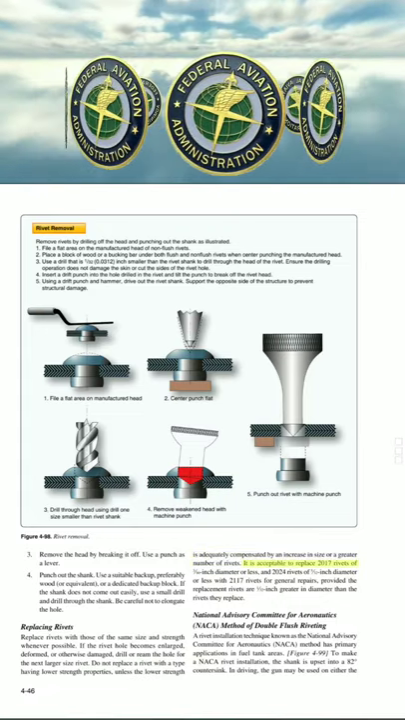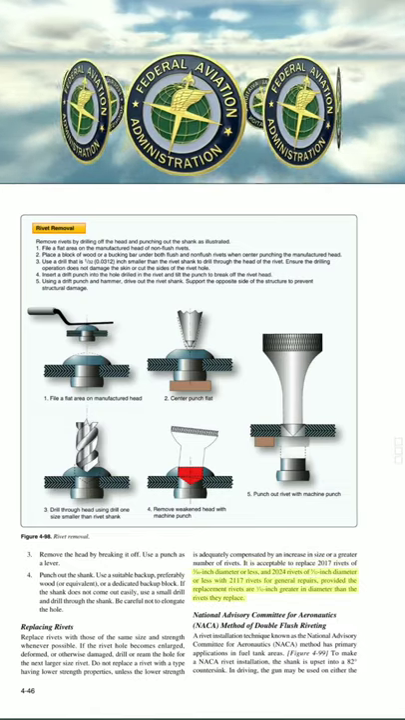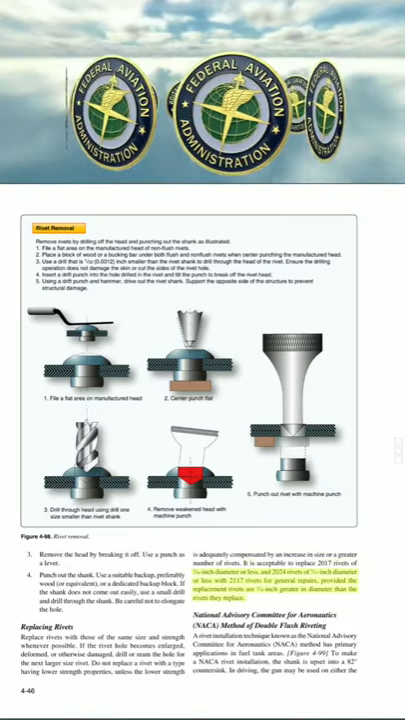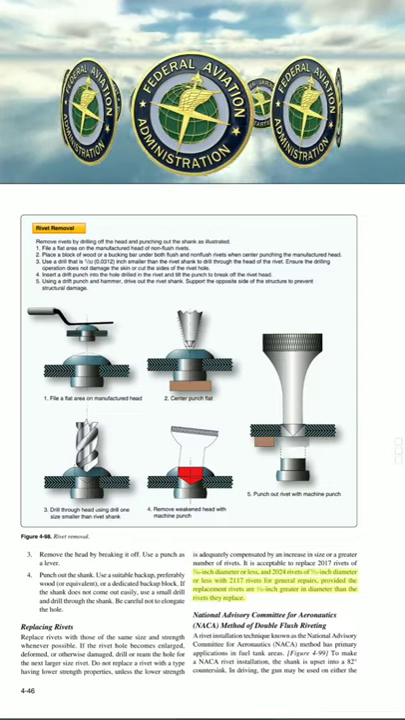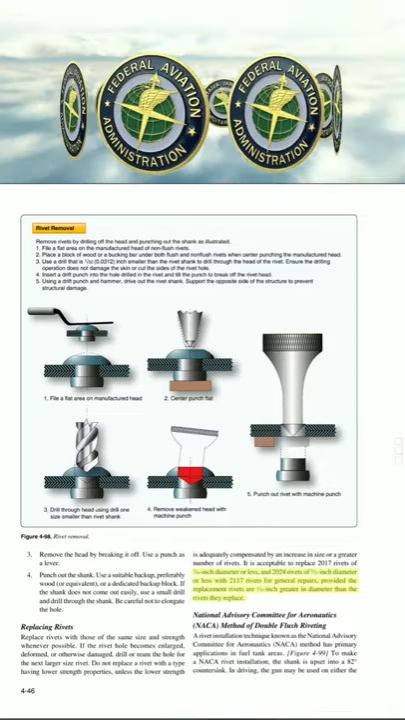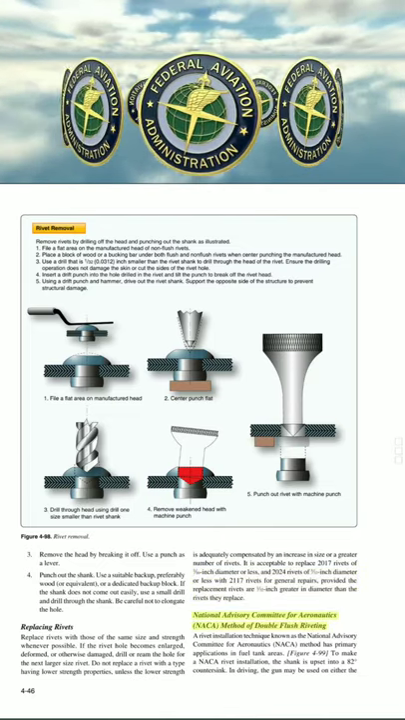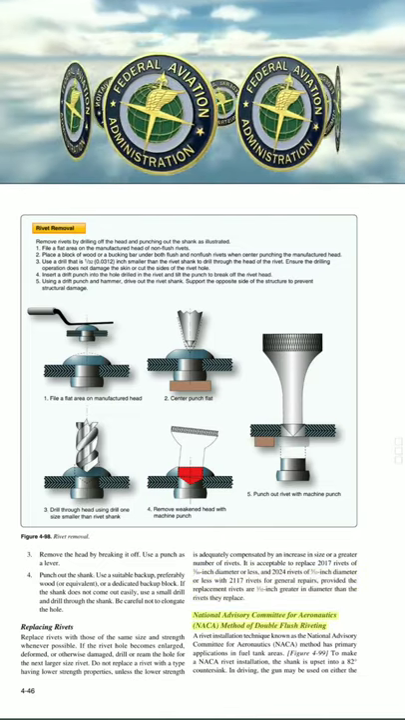It is acceptable to replace 2017 rivets of 3/16 inch diameter or less, and 2024 rivets of 5/32 inch diameter or less with 2117 rivets for general repairs, provided the replacement rivets are 1/32 inch greater in diameter than the rivets they replace. National Advisory Committee for Aeronautics, NACA, method of double flush riveting.